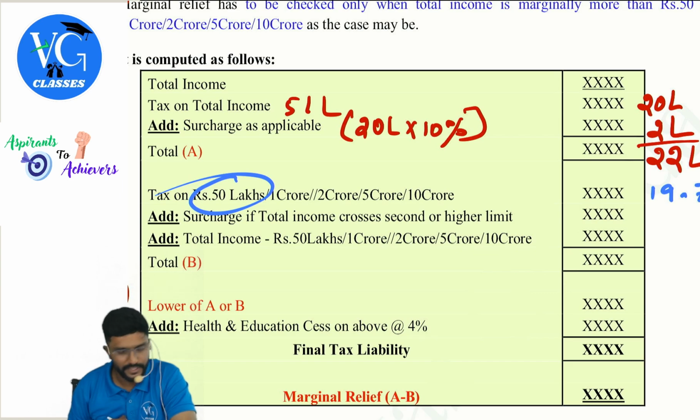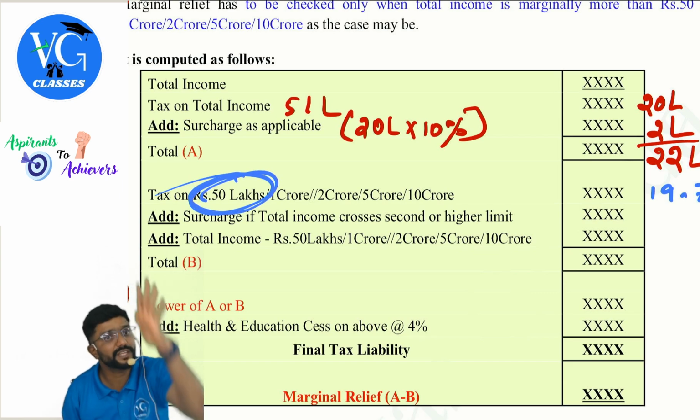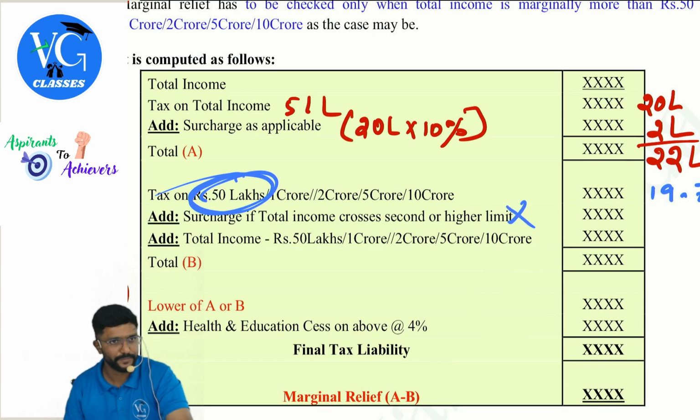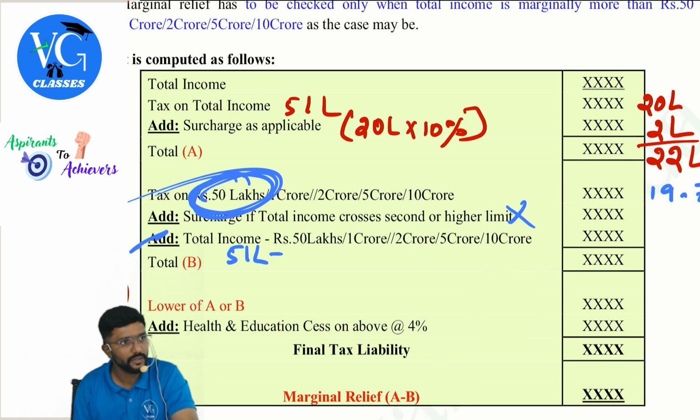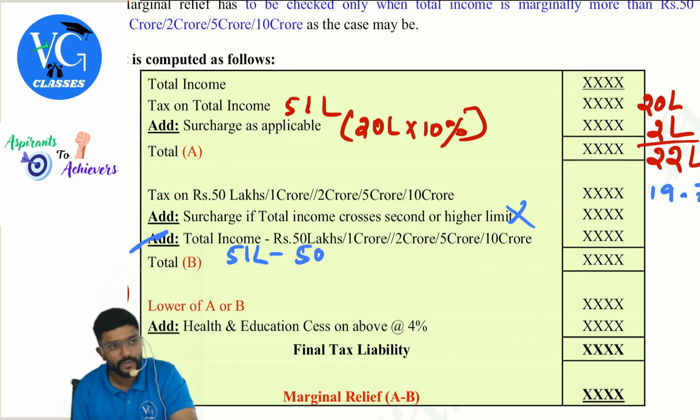Okay, sir. Is surcharge applicable when your total income is exactly 50 lakh? No, only if it is more than 50 lakh. So surcharge will not come here. Next, add total income minus the limit you have crossed. What is the limit I have crossed? 50 lakh. What is my total income, guys? 51 lakh. So 51 minus 50 lakh comes to 1 lakh. So this will be 20.7 lakh.